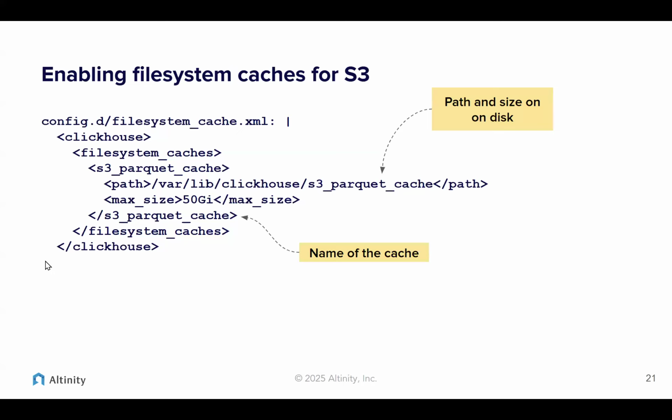One final thing on caches, you do need to do a little bit of setup for the file system cache. This shows you how it's done. This is the syntax that we use to put it into a Kubernetes resource definition. So here you have the location of the file system cache as well as its size on disk.